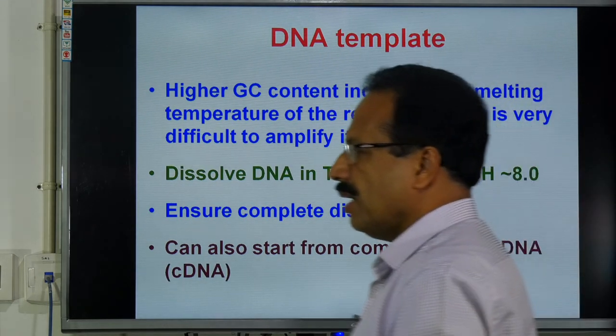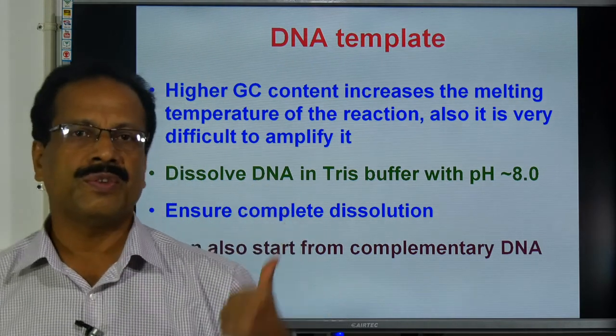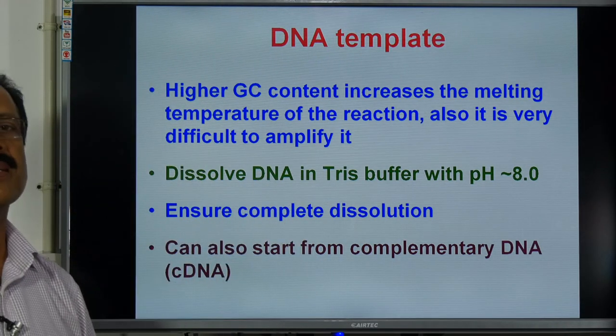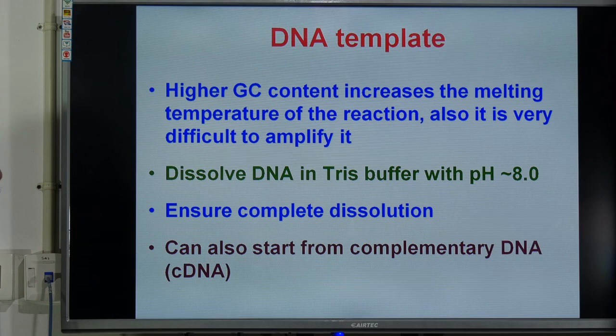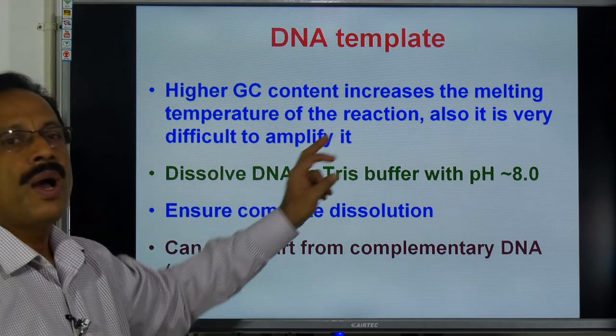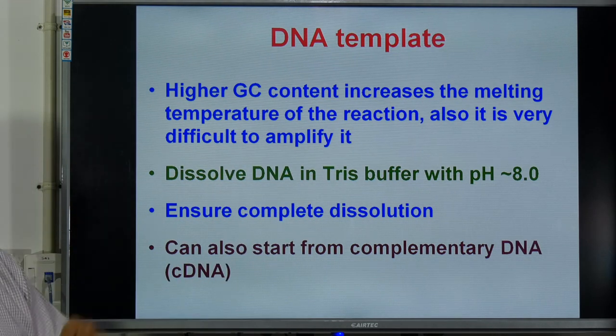And the GC content, I have said 50 to 55%. Higher GC content increases the melting temperature. So it's very difficult to amplify if the GC content is too high, higher than 55%.